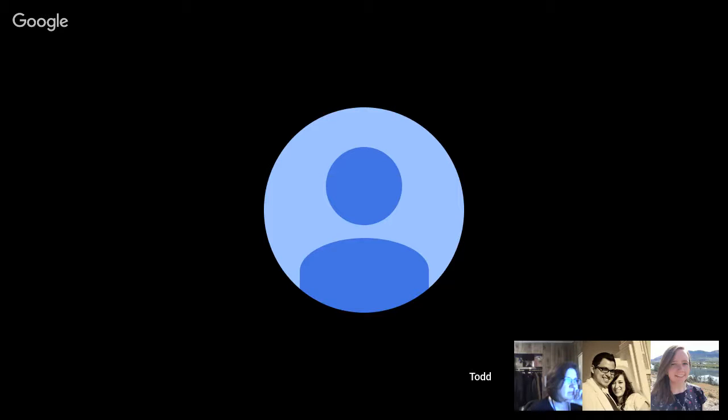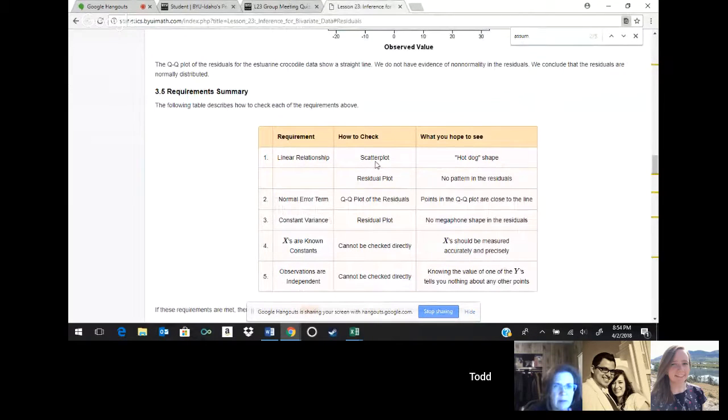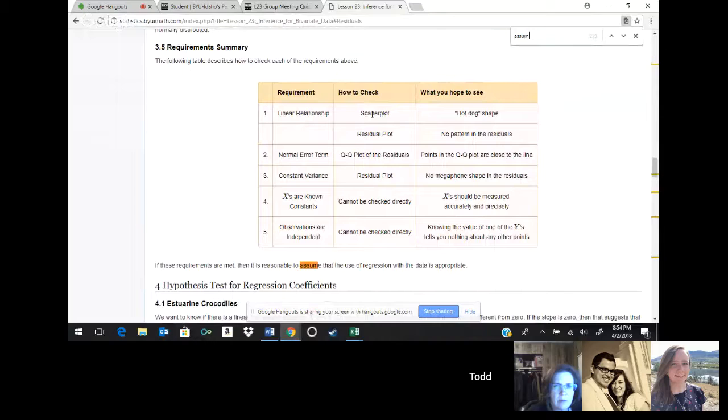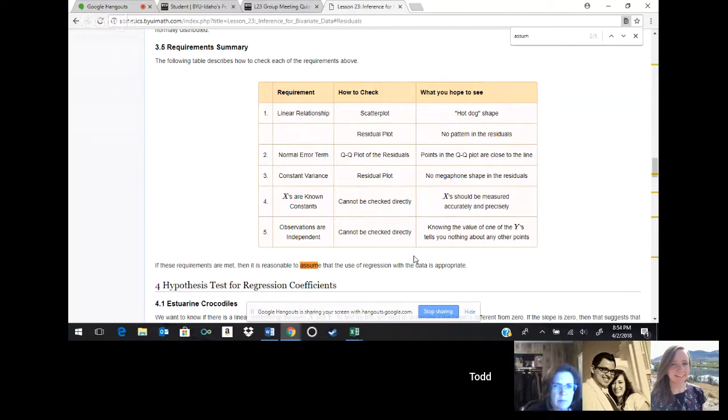Let's see, it's asking which of the 5 assumptions about linear regression are satisfied by this data. I think those are the only 2, I would say. Do you guys remember this chart, with the linear relationship, the scatter? Is it basically asking if all of these requirements and checks are fulfilled?